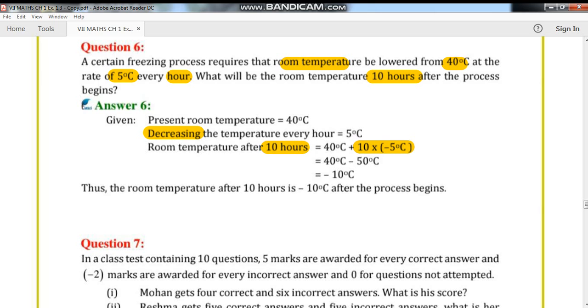So 10 into minus 5 is minus 50. It will be added to the present room temperature, that is 40 degrees Celsius. So the answer will be minus 10 degrees Celsius.